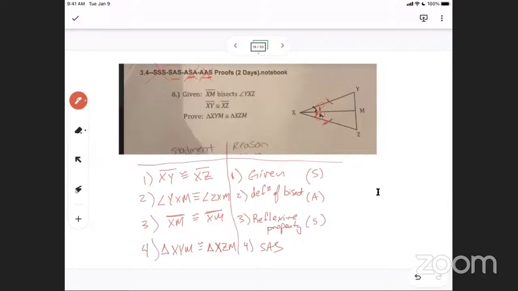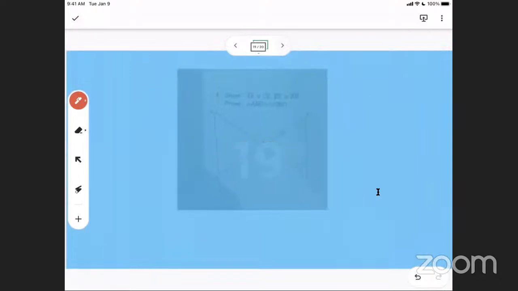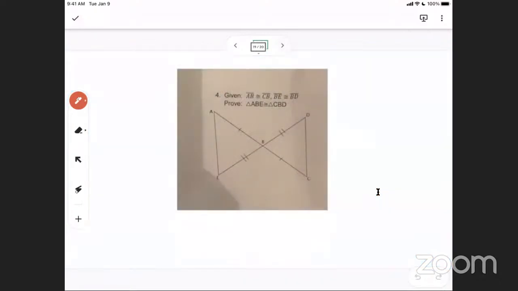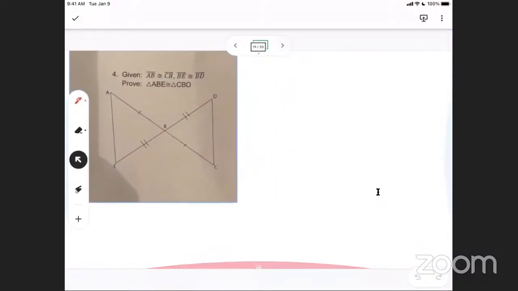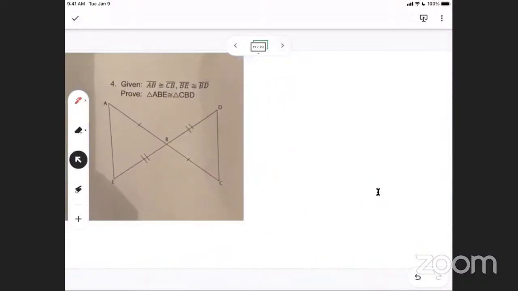Okay. You see how we did that? Yeah. Proofs. You have to just make sure that the proof is actually what you say that it is. It's doing what you say that it's doing. So let's try this next one. It said, given those sides, prove those triangles. So what do I have? Let's look and let's analyze this. What do I have? What are they telling us?